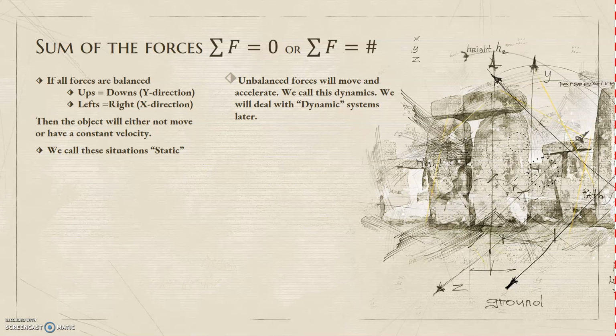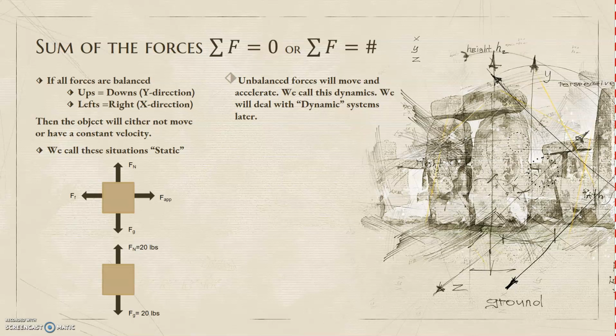Now, if it's unbalanced forces, then you're going to have forces where you can accelerate, speed up, or slow down. We call this dynamics, because the word dynamic means motion. We will deal with dynamic systems later on.